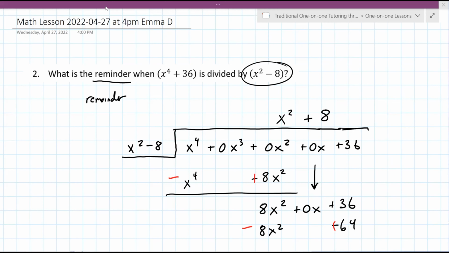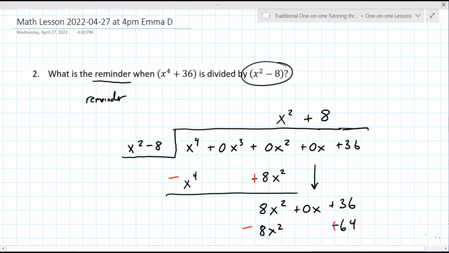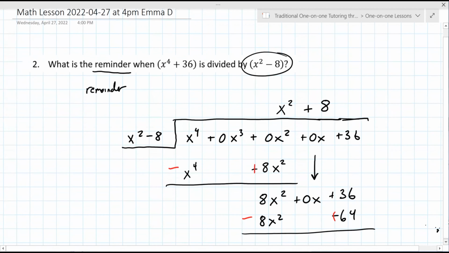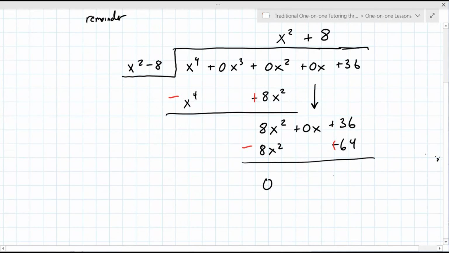So when you're done, of course, this isn't letting me add some room here. Come on. When you're done, there it is. This becomes 0 and this becomes 100, and that is your remainder. Oh, okay. All right, so let's look at number 3 next.